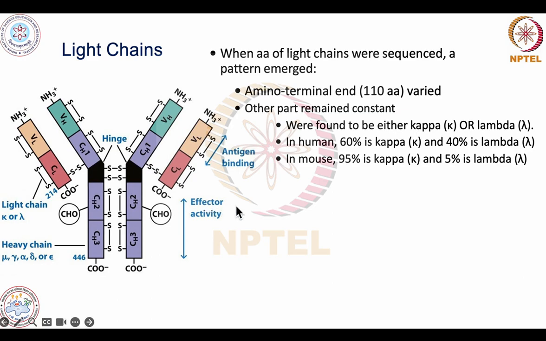When amino acids of light chains were sequenced, a pattern emerged. The amino terminal end, that is 110 amino acids, varied. The other part remained constant, and was found to be either kappa or lambda. In human, 60% is kappa and 40% is lambda. In mouse, 95% is kappa and 5% is lambda.